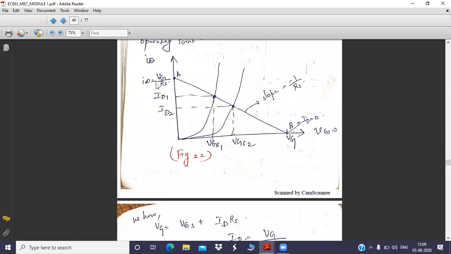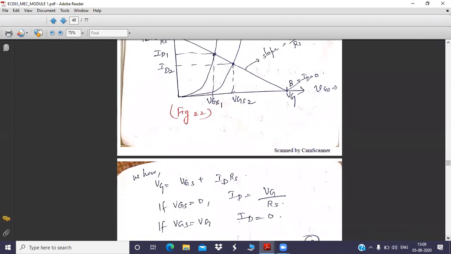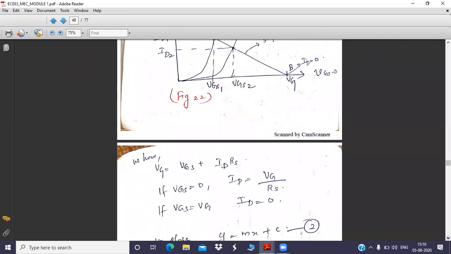Anybody? To get the coordinate corresponding to point A, what do we need to substitute in this particular equation? I'll give you a clue: the point A lies in the y-axis. So what do you have to do? The point A lies in the y-axis means the x-axis parameter is 0.